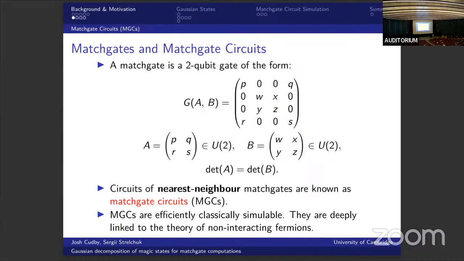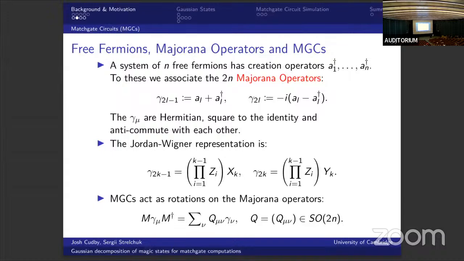And in some sense, this is because they're very closely linked to the theory of non-interacting fermions, which is a solvable physical model. And I actually think this is really interesting because in some sense, the Clifford group is a really nice mathematical structure, but it's not that well physically motivated, whereas matchgate circuits are a directly physically relevant theory. So just to delve into that a little bit more, if we have a system of n free fermions, we associate with them these creation operators, a1 dagger to an dagger.